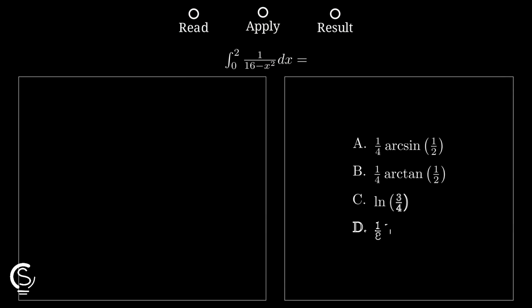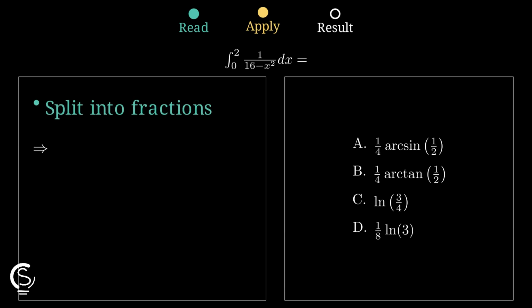First, factoring the denominator as 16 minus x squared equals 4 minus x times 4 plus x. Then use partial fractions to rewrite 1 over 16 minus x squared cleanly. Solving the partial fractions gives 1/8 times 1 over 4 plus x plus 1 over 4 minus x. So now integrate each term separately on 0 to 2.